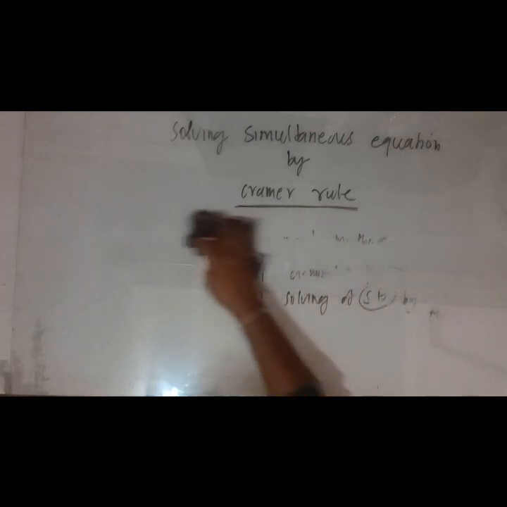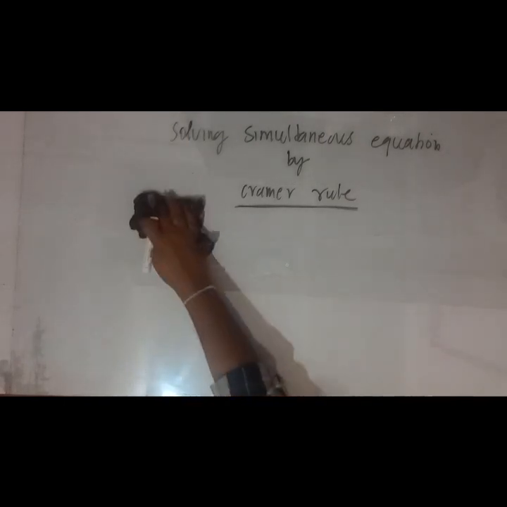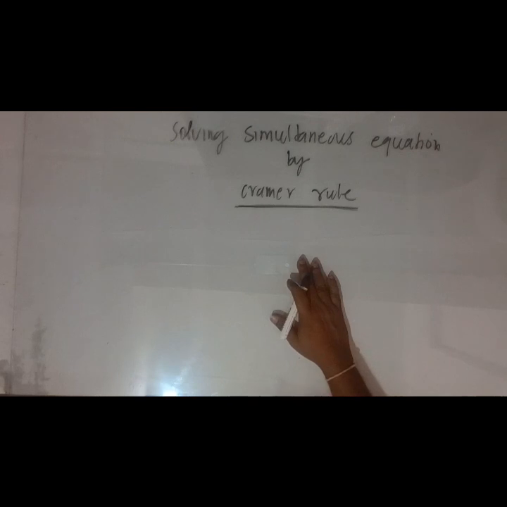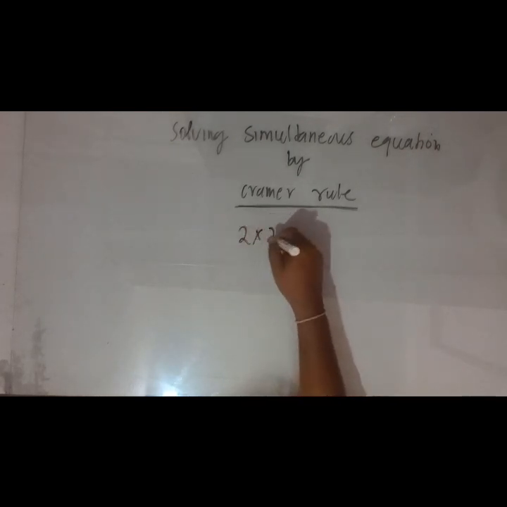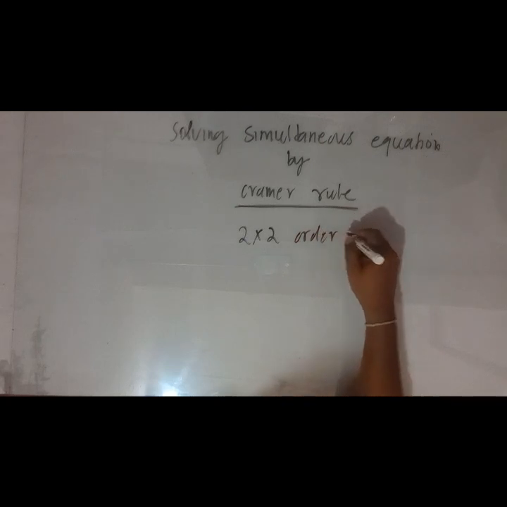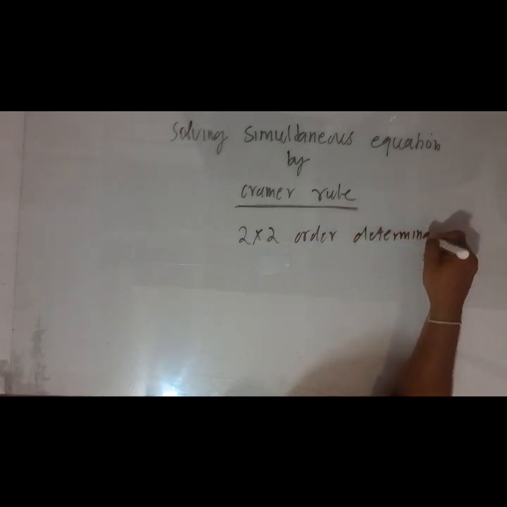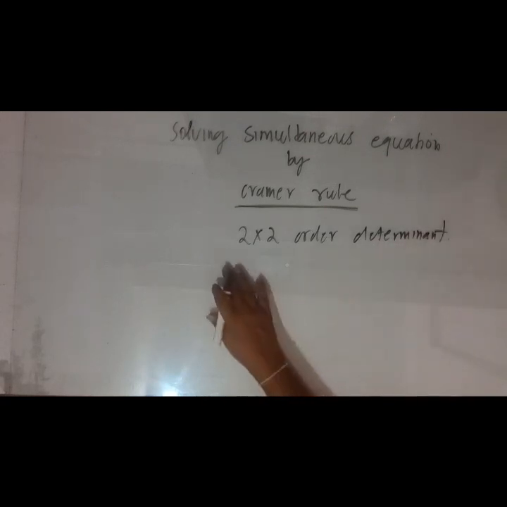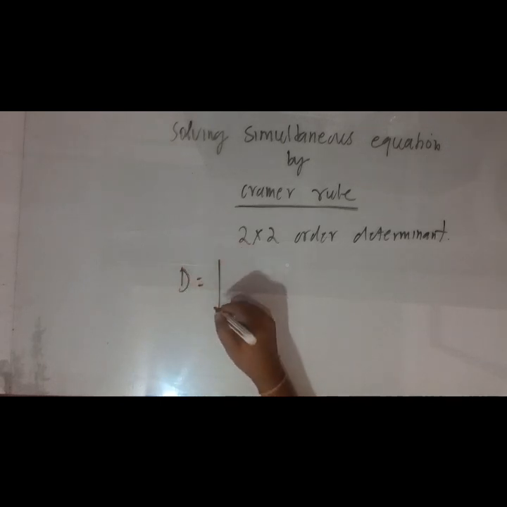Before starting the Cramer rule, you must know what is determinant and how to solve the determinant. Particularly in this chapter, we will be studying only 2 by 2 order determinant. Now, what is a 2 by 2 order determinant? Okay, let us say this is a determinant.